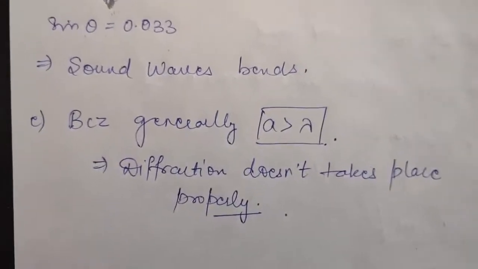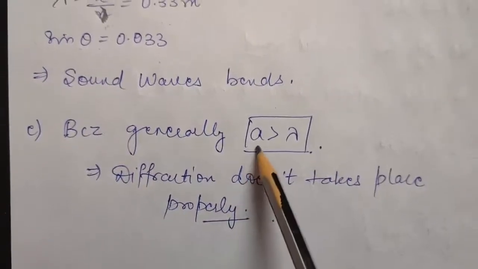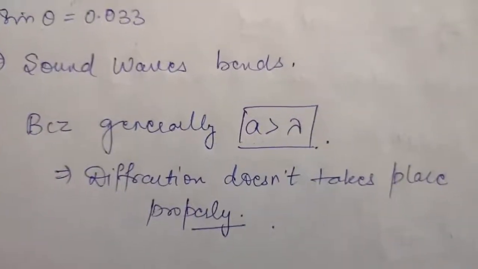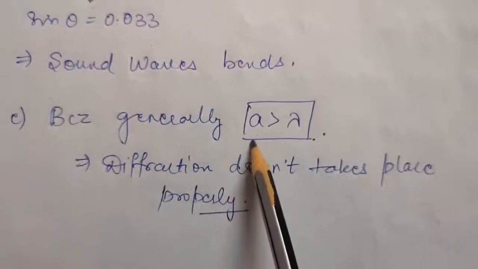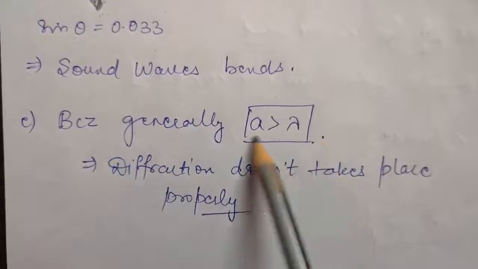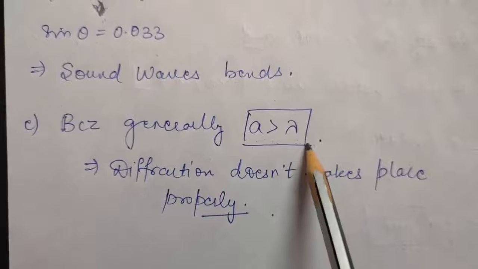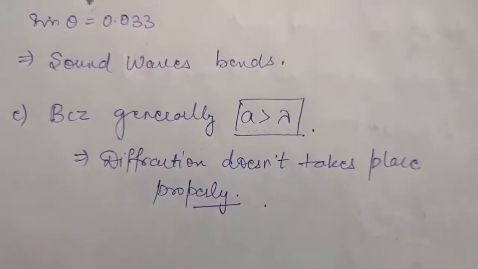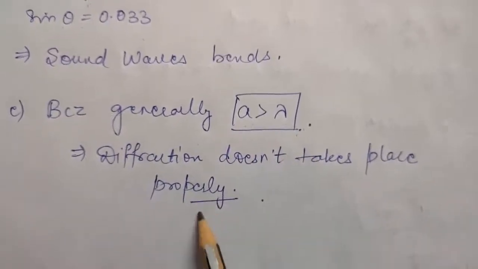Why? This is because, again, for diffraction there is a condition that the size of the aperture should be less than the wavelength of light. But generally, the size of the aperture is greater than the wavelength of light. So if this is the general case, diffraction will not take place properly. Therefore ray optics is used in understanding location and several other properties. Due to this condition, diffraction does not take place properly.